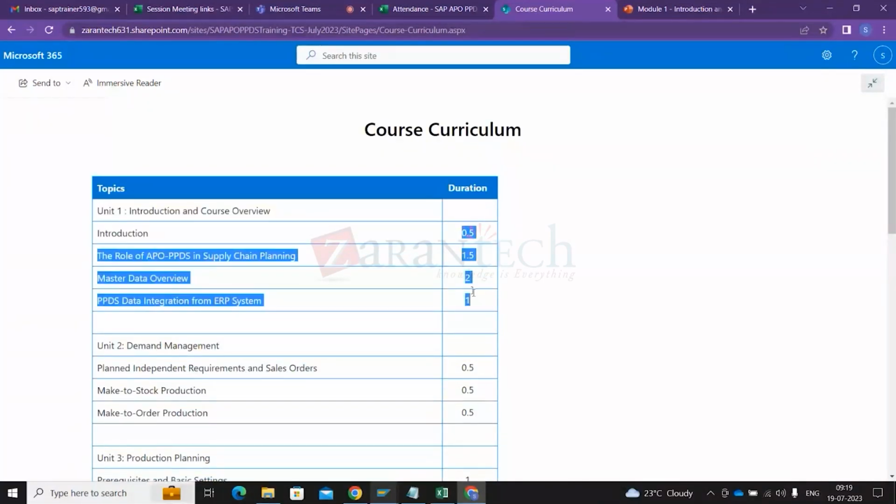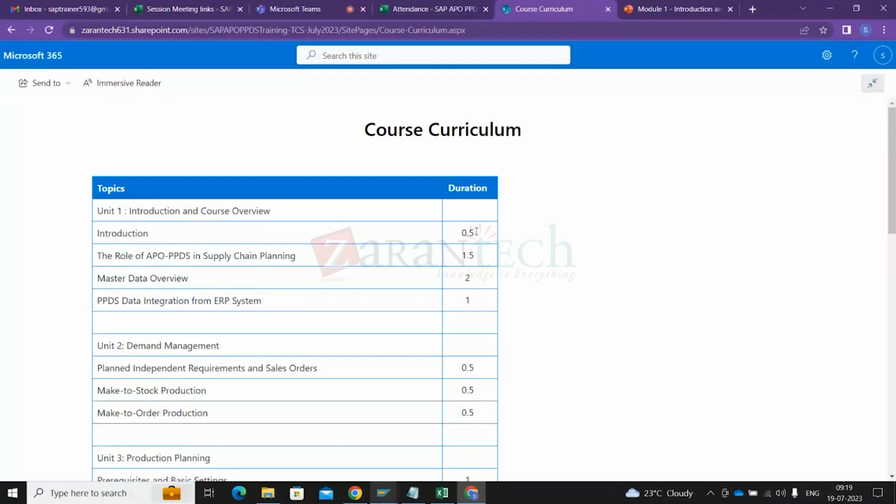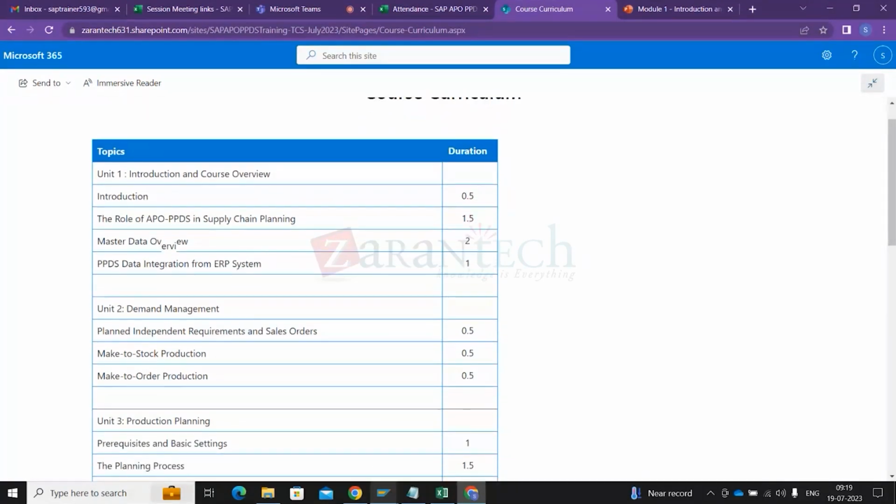Don't pay attention to the duration that is here, because when we are in a flow, you may not be able to exactly follow 0.5 or 1 and so on, but that's an approximate indication for all of us that we have to move on to the next topic. So don't pay attention to that. Pay attention to this course content.